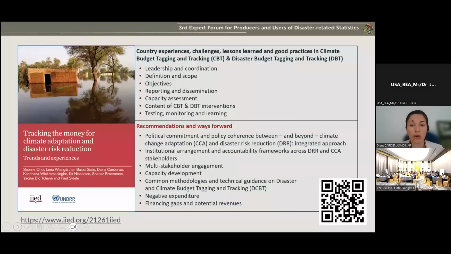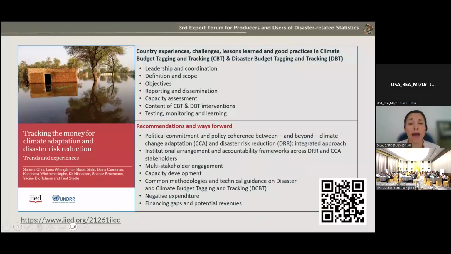And then also we explored definitions and scope, which we could see that they were also quite different. And then the objectives also were quite different. That was another aspect we looked at. On reporting and dissemination also, we were looking at what has been done, because this is also very important from the demand side, how much and how we're communicating this information.